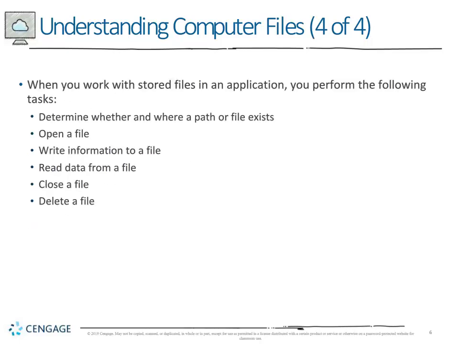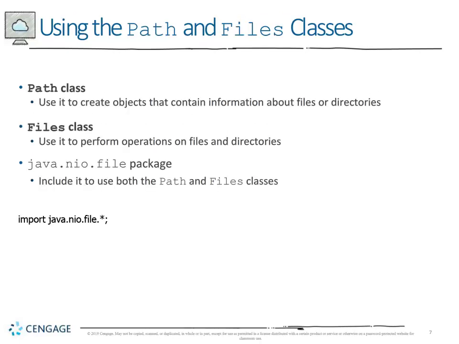When you work with stored files in an application, you typically perform all or some of the following tasks. Determine whether and where a file exists. Open a file, read data from a file, write information to a file, close a file. As the name suggests, a path is the particular location of an entity such as a file or directory in a file system, so that one can search and access it at a particular location.